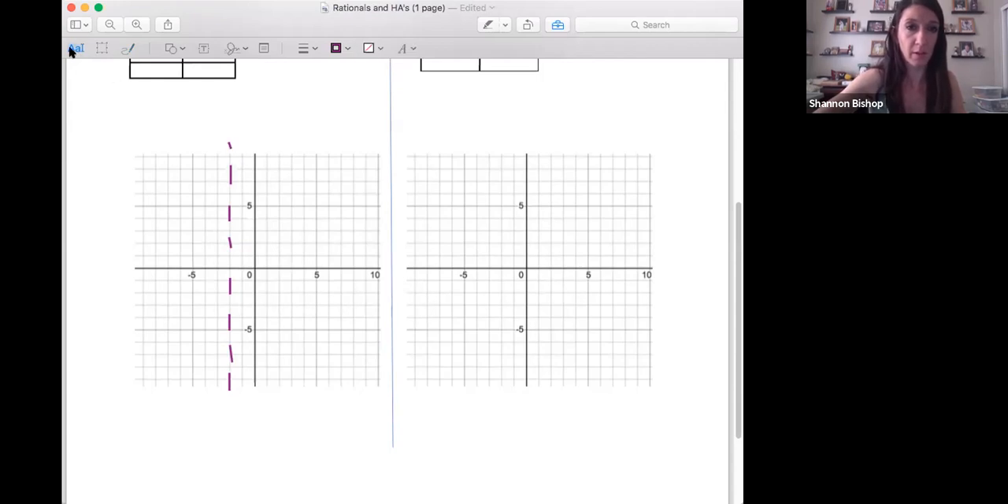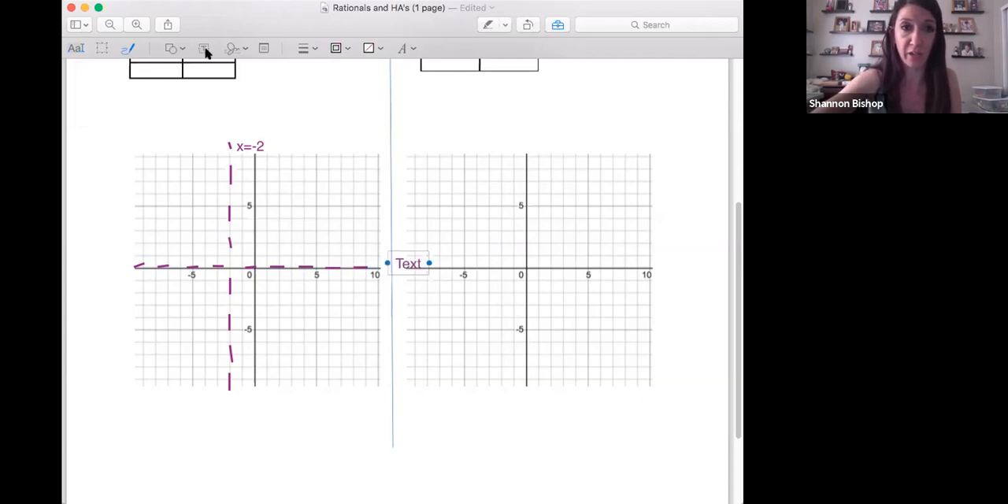Clearly, I am still learning here, guys. All right, so that right there is my vertical asymptote at x equals -2. And then we also, as of today, know that there is a horizontal asymptote at the 0 line. So you would also dot that in.